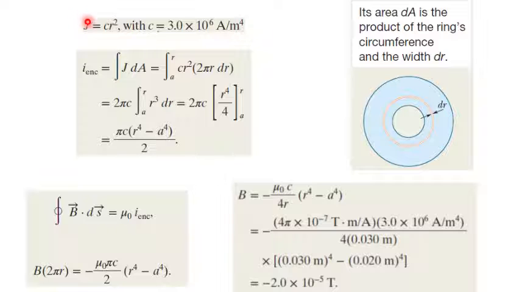Here we have the current density J equals C multiplied by r squared. This is given, and C is 3 multiplied by 10 to the power 6 ampere per meter to the power 4. So the enclosed current I would be the integration of J times the area. And the area in this case would be 2 pi r dr, assuming that we have a small ring of width dr and its radius is r, so it is 2 pi r, the circumference, multiplied by this thickness dr. This is the incremental area here.